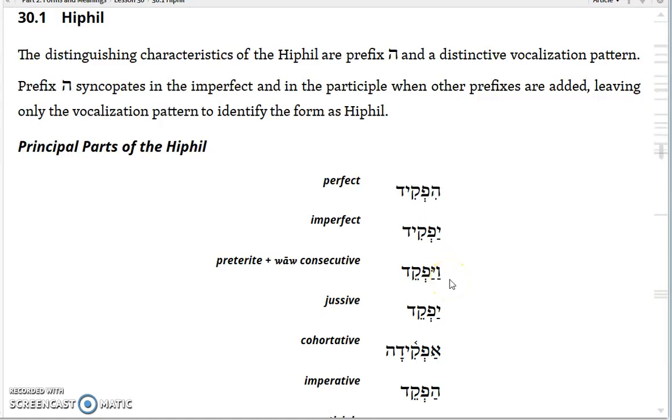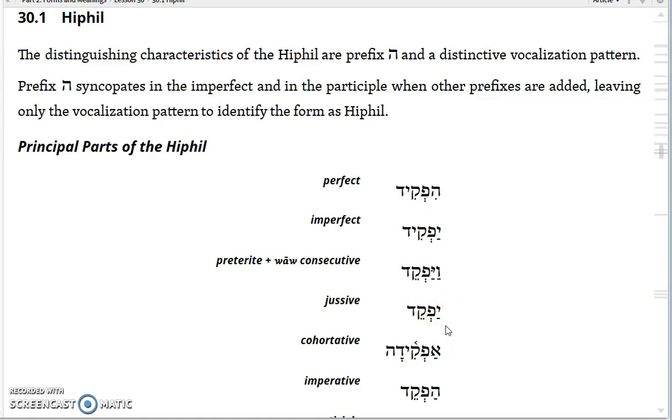The vav consecutive is just a vav with a patah and a doubling of that imperfect form, although it does shorten it from a hireq yod with a vowel letter to a tsere, from a long I to a long E. So the vav consecutive form is vayafqed rather than what you might have expected, vayafqid. The jussive is like the vav consecutive form, yafqed.